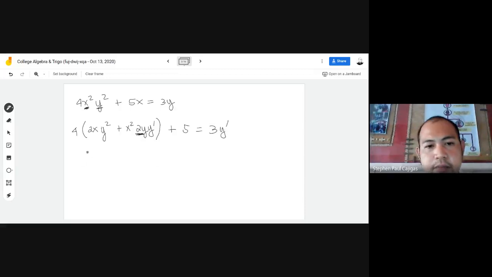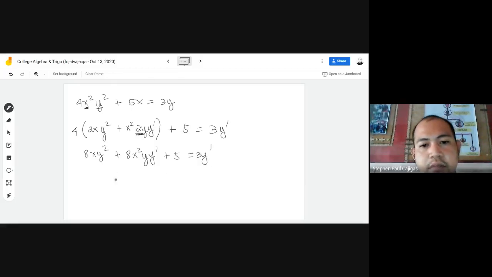And then we do the simplification process, so this will be 8xy squared plus 2 times 4, so 8x squared y, y prime, plus 5 equal to 3y prime. So again, what we want to do here is to have y prime equal to something.